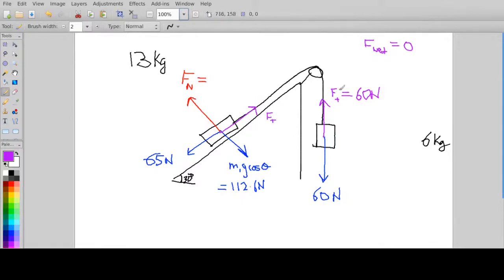And Ft here has to be the same value as there, 60 newtons, because the tension is the same throughout. 60 newtons, like that. And you know what, let's put in Fn. We know that it's going to be 112.6 newtons, like that. And there's got to be friction, but before we do that, let's take a look at what cancels right now.